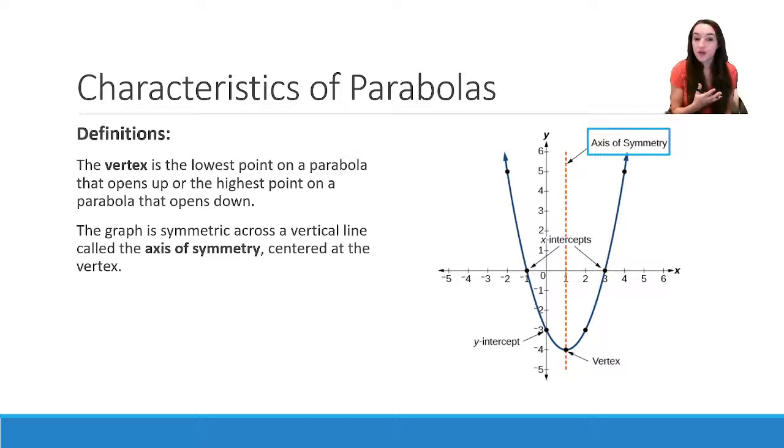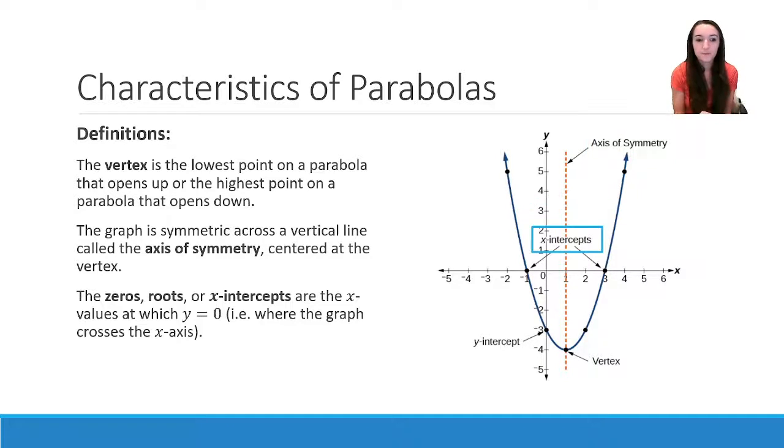Then the graph is symmetric across a vertical line called the axis of symmetry, centered at that vertex. So if we look at this graph, if I were to fold it in half across this orange dashed line, we would see that it's exactly symmetrical. It's the same on either side. So this is called an axis of symmetry because of that. And so we can use this to help us identify various points on the graph.